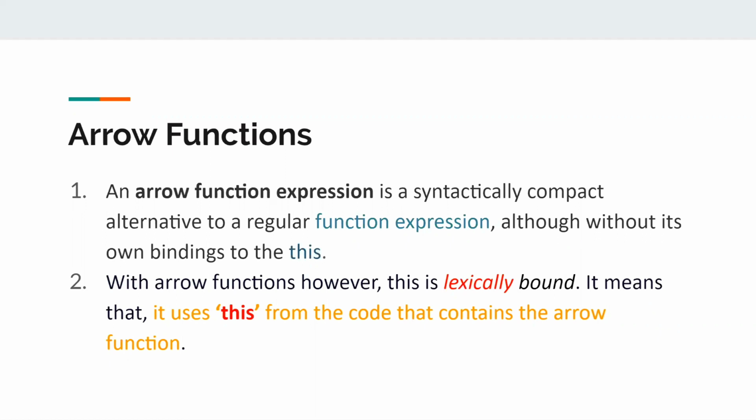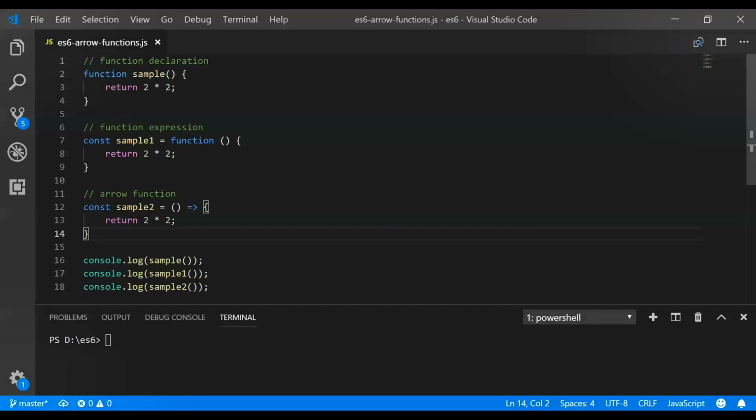We will see both how we used to write a normal function without ES6 and how we will write it in ES6. So guys, let's see the examples. Without ES6 arrow function features, there are two ways of declaring a function. One is function declaration and the other one is function expression.